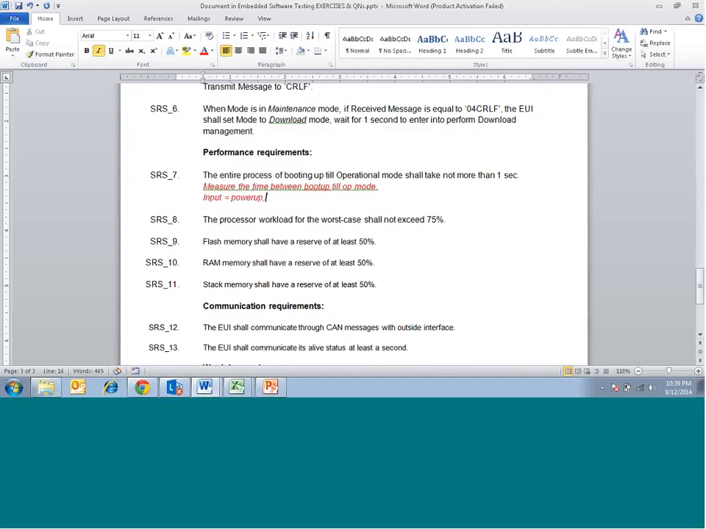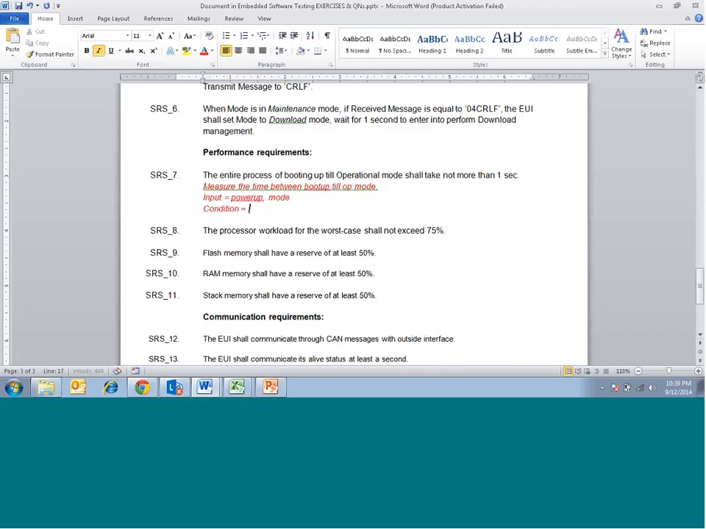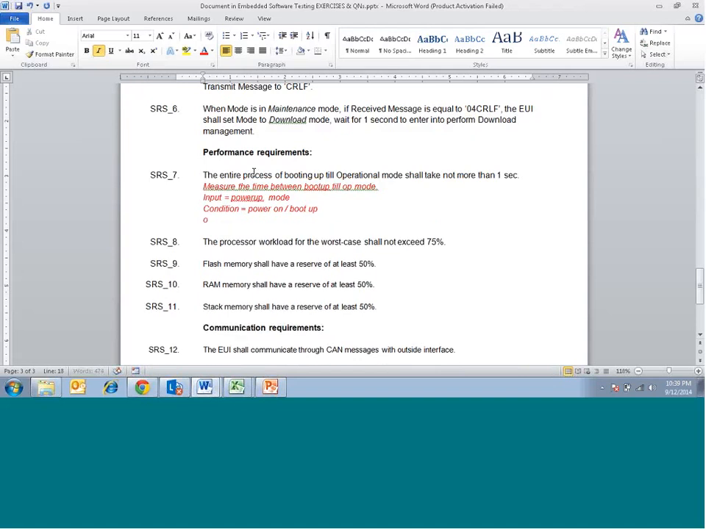And mode, and condition is power up. The entire process of boot up, how it happens with a power up button. Power on. We can say the action is called power on or boot up. So the output is the time difference between operational mode entry and power on time.